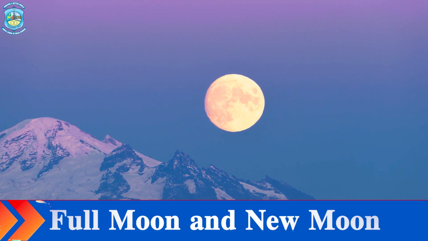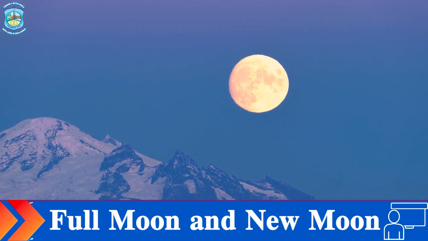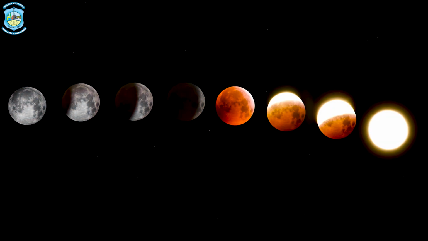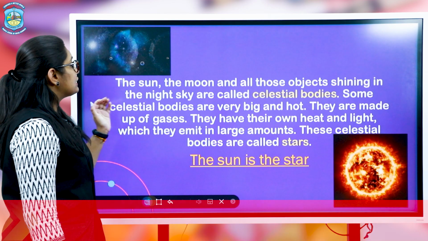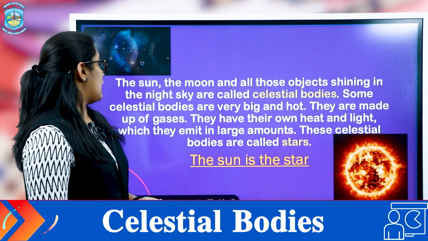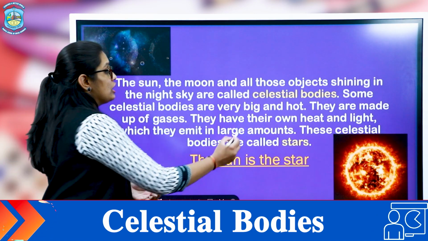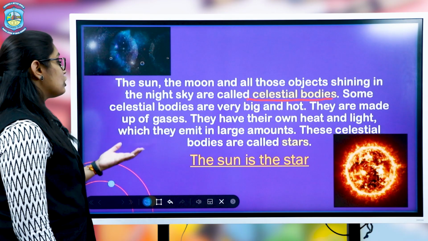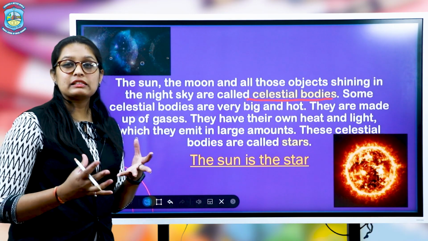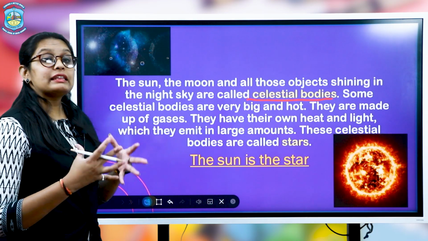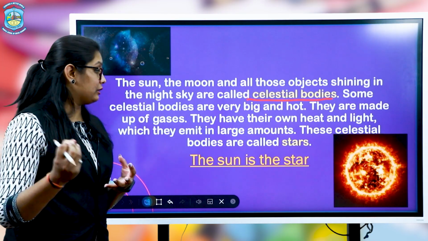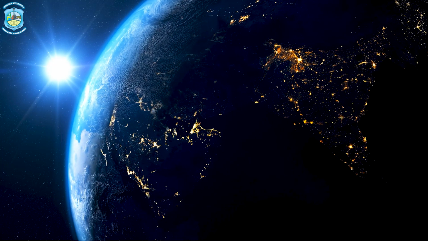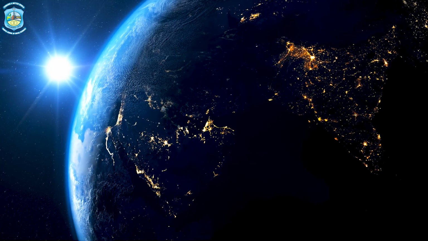The full moon is known as Purnima, and we see it once in a month. And the new moon is known as Amavasya. The sky, the moon, and all the objects shining in the night sky are called celestial objects, or celestial bodies. Some celestial bodies are big in size and hot, and they give us heat and light. They are called stars. The sun is also a star.